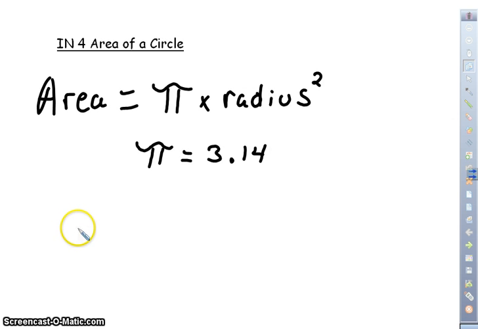All right, for today we have IN4, area of a circle. We're going to start out with the formula, which is the area equals pi times the radius squared. Again, pi equals 3.14. Make sure you copy this down. I'll give you a few minutes to do that. So hit pause and copy this particular formula into your notes.